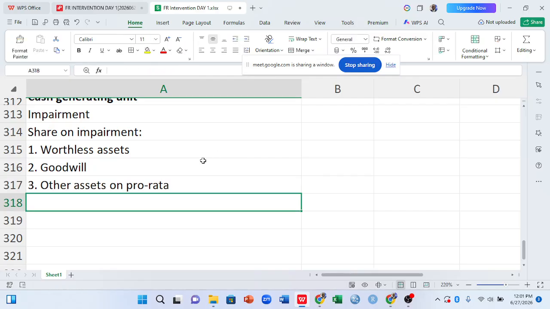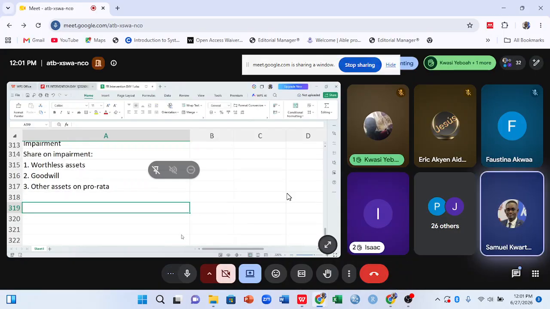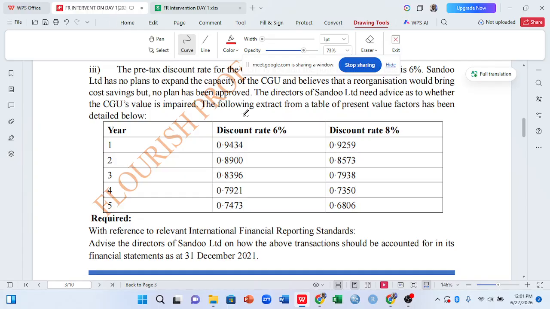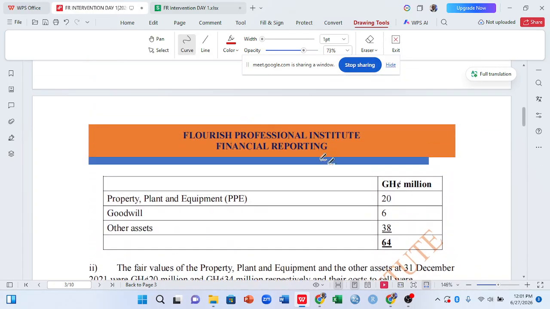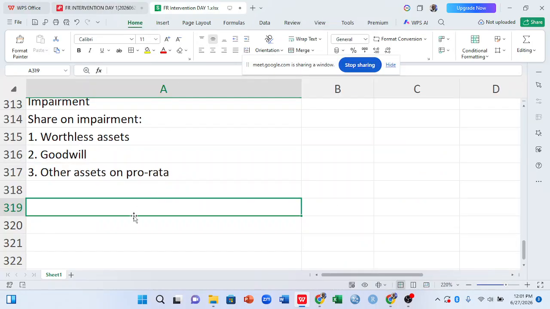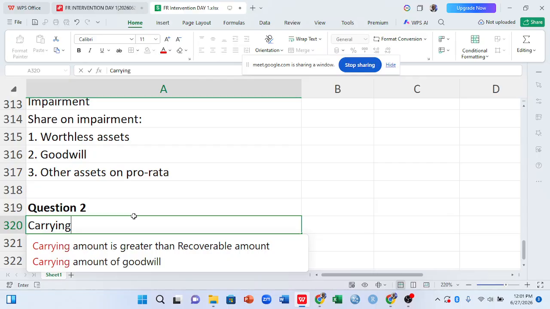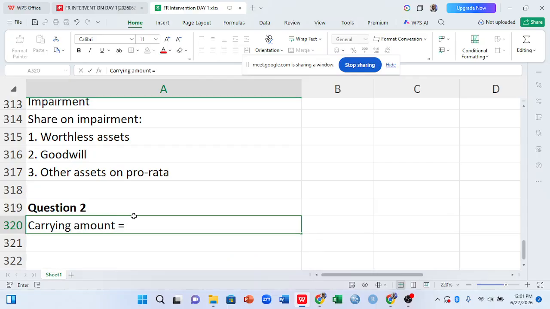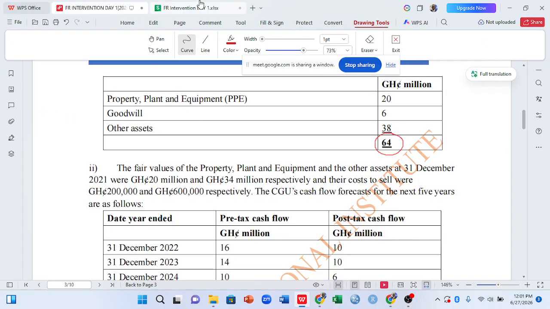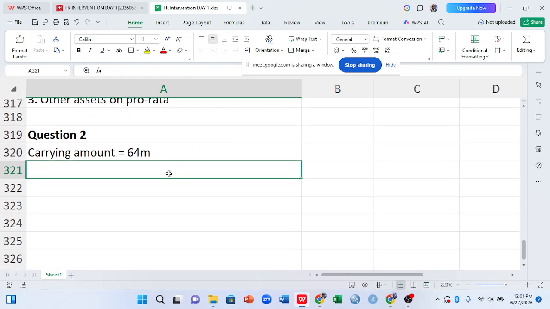And when we say pro rata, what does it mean? It means you share based on their values. You share based on their values, basically. So in this question, we first have to get our current amount of our cash generating units, which we have over here. Then we need to get a recoverable amount for each. So question 2, we have a current amount of our assets given to us already as 64 million. We need to get a recoverable amount.